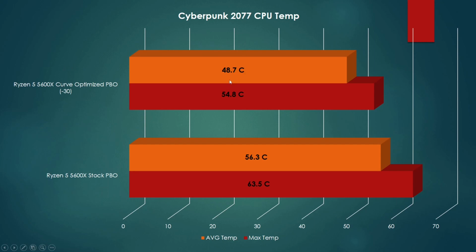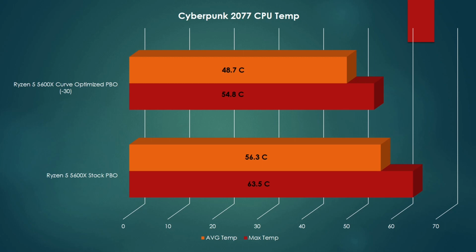When I played it with stock PBO, I was able to see a higher temperature of 63.5 and an average temperature of 56.3. After curve optimization, I was able to see a 9-degree drop, and averages have also dropped similarly to the max. This is a really good result. Almost 65 to 55 degrees Celsius, around a 10-degree drop, and this is really good.